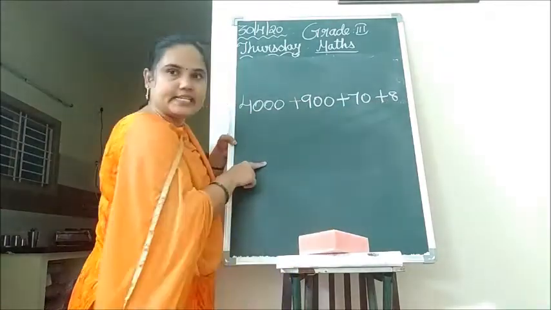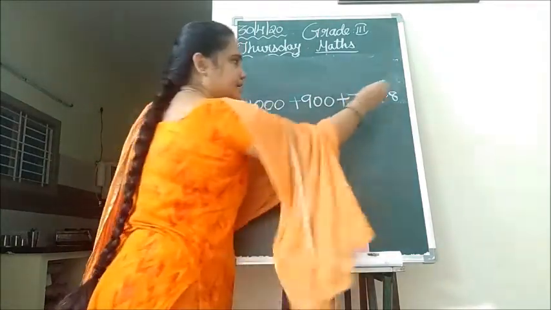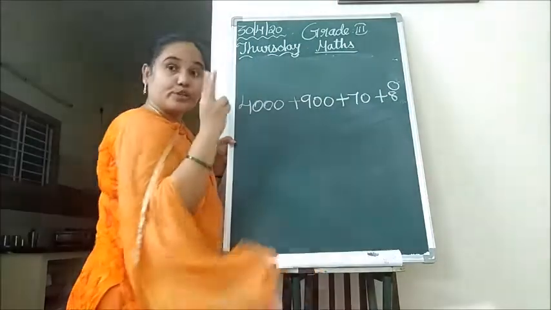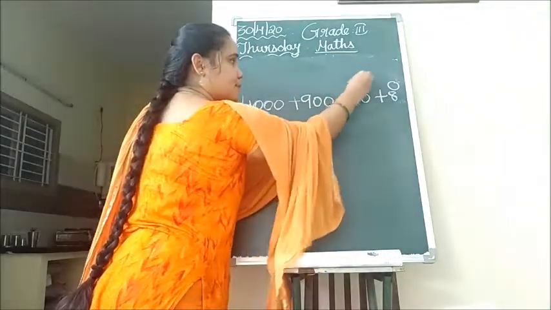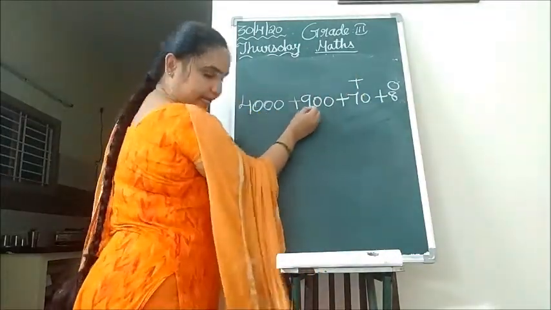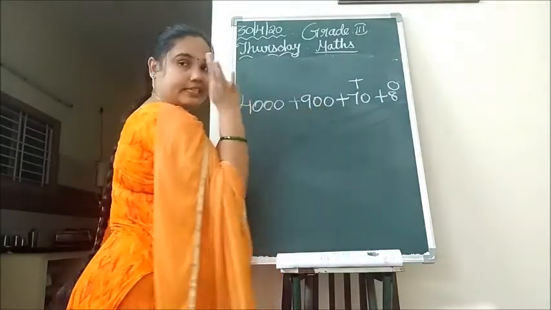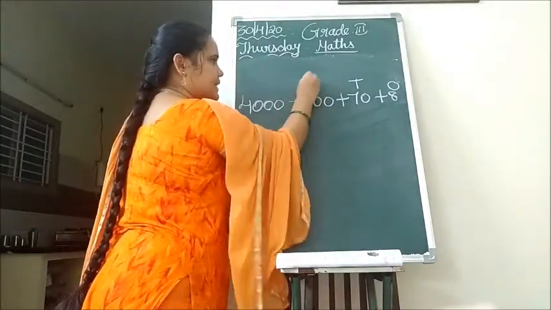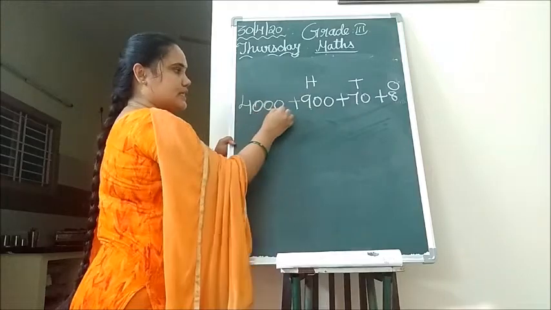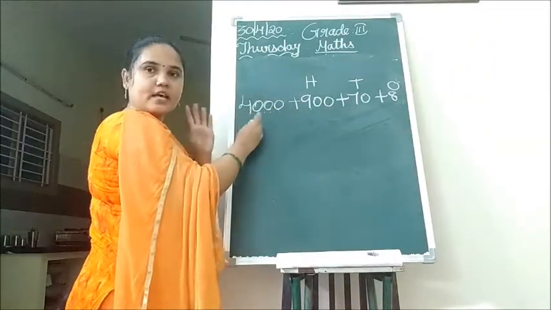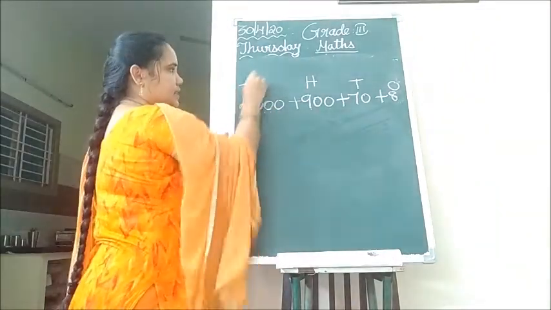8. 8 is a single digit number. Single digit number means which place? Ones place. 70. Two digit number. Two digit number means which place? Tens place. 900. 1, 2, 3. Three digits. Three digits means which place? Hundreds place. 4000. 4000 means how many digits? Four digits. Which place? Thousands place.